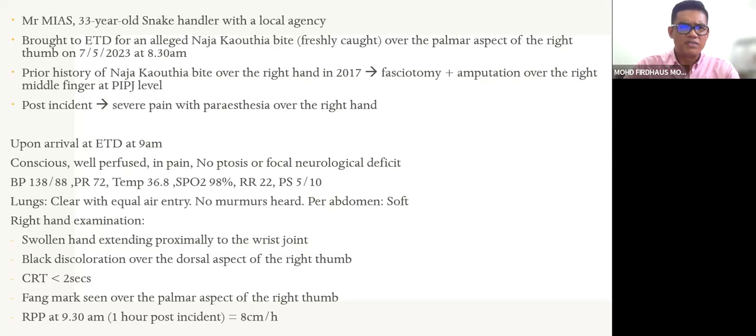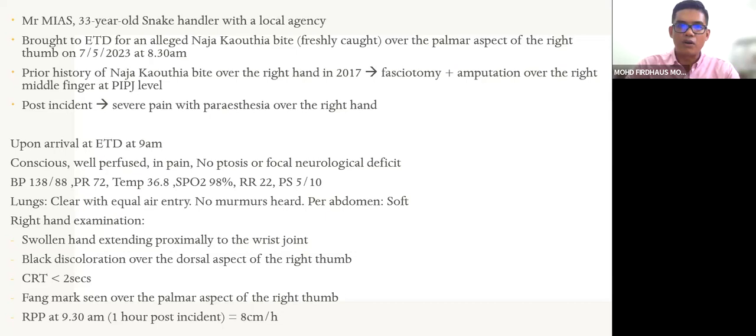Post-incident, he complained of severe pain with paresthesia over the right hand. Upon arrival to our site at 9 in the morning, the patient was conscious, well perfused, and in pain. Otherwise, no focal signs of neurological deficit. Hemodynamically stable with an initial pain score of 5 over 10.